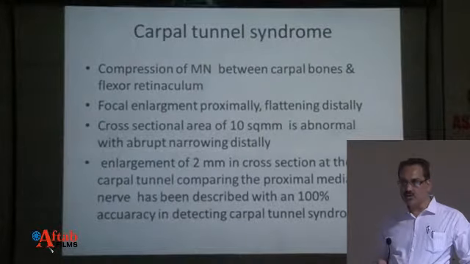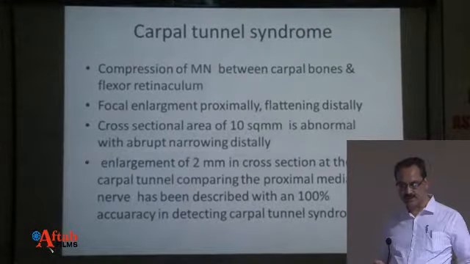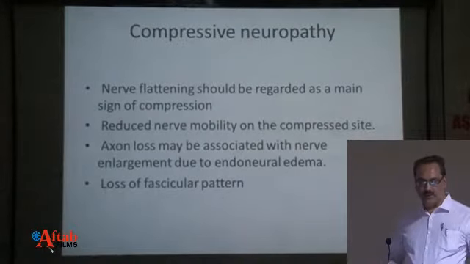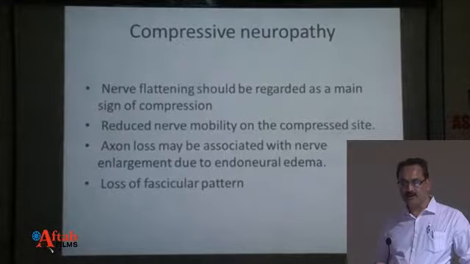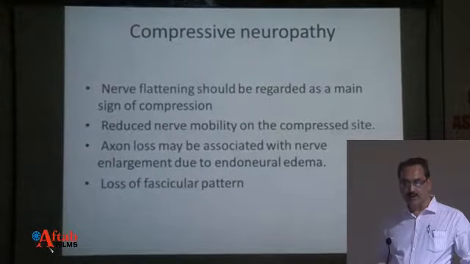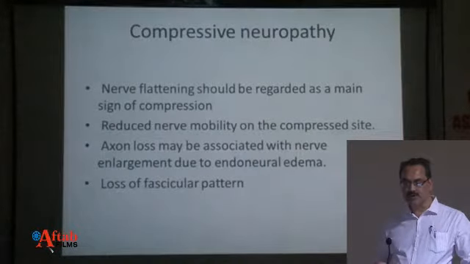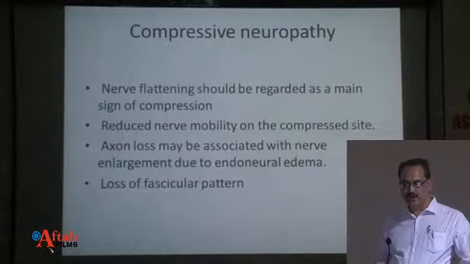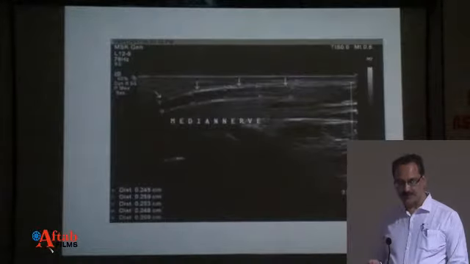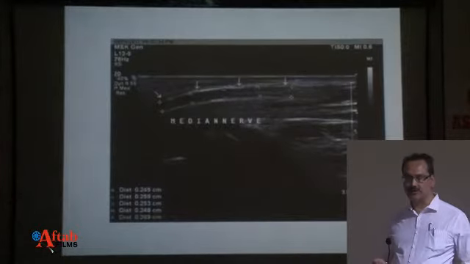And enlargement of more than 2 millimeter in cross-sectional area as compared to the proximal or distal segment is also 100% diagnostic accuracy. Nerve flattening should be regarded as a main sign of compression. There will be reduced nerve mobility on compressed side. The axon loss may be associated with enlargement due to endoneural edema, and there will be loss of fascicular pattern in subsequent period. So all this can be diagnosed on ultrasound.